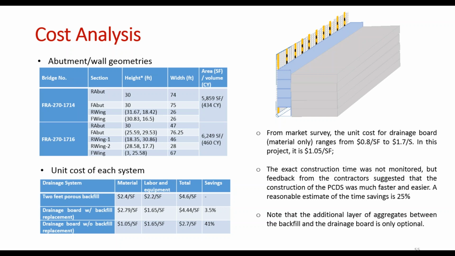But as we mentioned, this replacement granular layer is optional. Okay? If you don't take that into consideration, for the material cost you only have to worry about the drainage board. The drainage board costs about $1.05 per square foot. And if you take into consideration labor and equipment, the total will be 2.7 per square foot. So that will result in about 40% of savings.